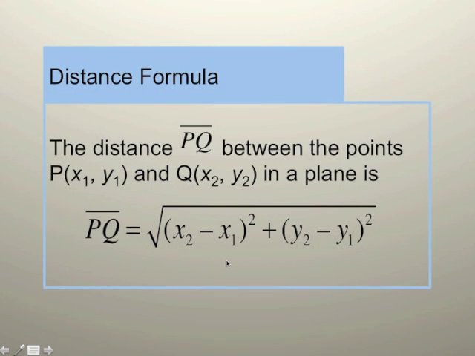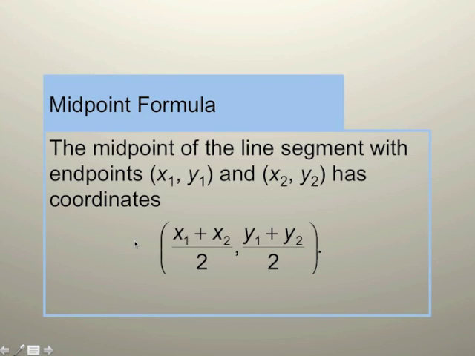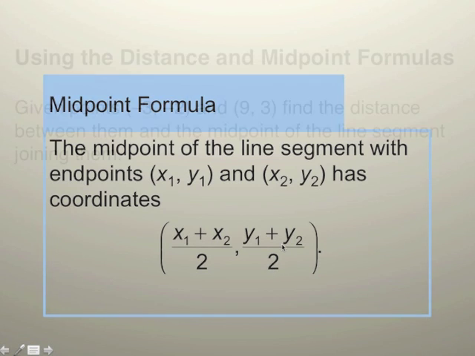So here's the distance formula stated formally. The distance PQ with the points x1, y1 and x2, y2 in a plane is the square root of x2 minus x1, the quantity squared, plus y2 minus y1, the quantity squared. We also have the midpoint formula for the same two points. To find the midpoint, we really just take the average: the average of the x points, x1 plus x2 divided by 2, and the average of the y points, y1 plus y2 divided by 2. That gives us the midpoint.